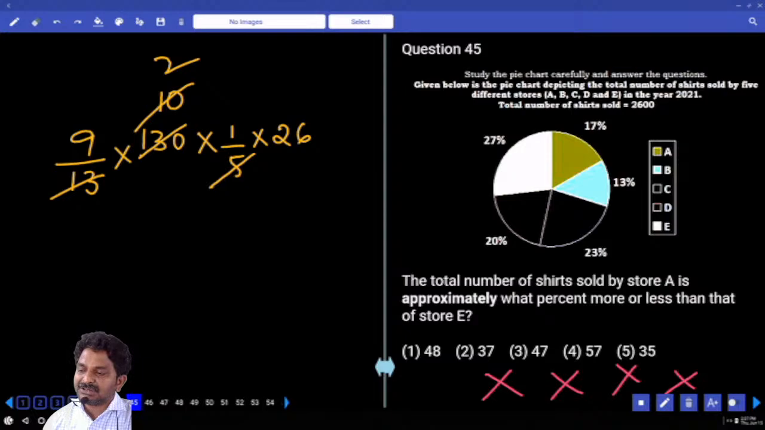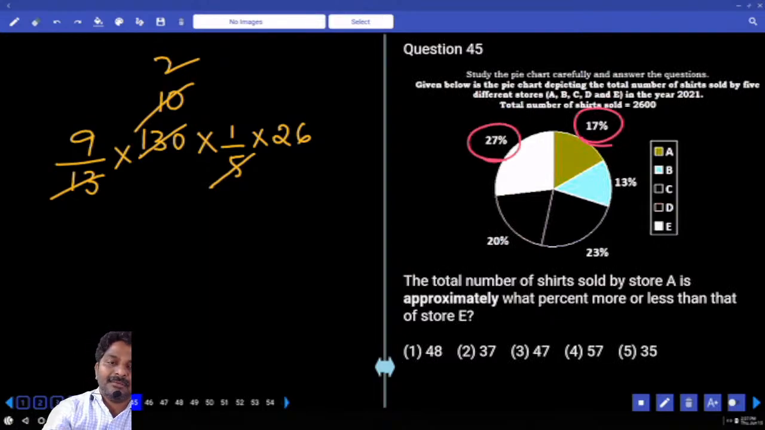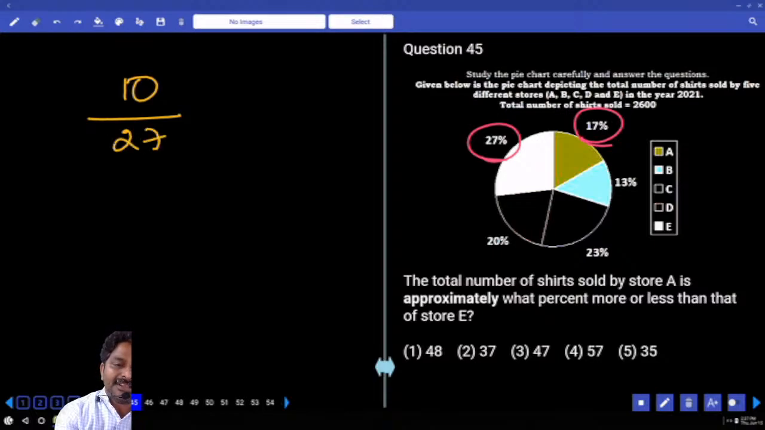The total number of shirts sold by A is approximately what percent more or less than that of store E? A is 17. E is 27. With respect to 27, 17 is more or less? Less. How much less? 10, from 27. Approximate percentage, that's what we were asked to calculate.